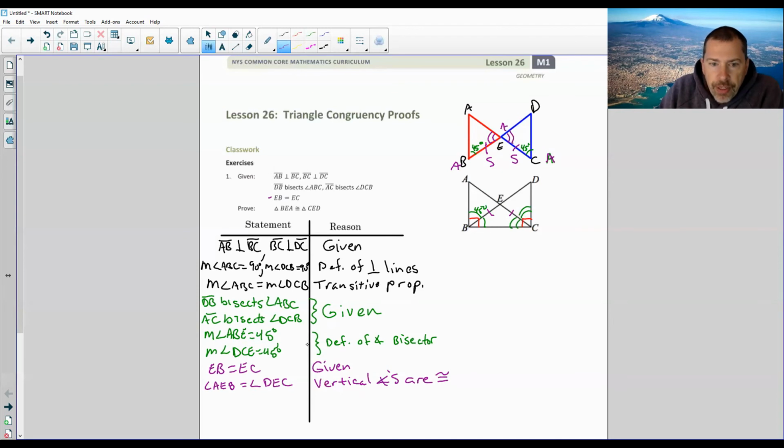So we're done. Now I can say what we're trying to prove. Triangle BEA is congruent to triangle CED. Reason: angle, included side, angle. And that is this proof.